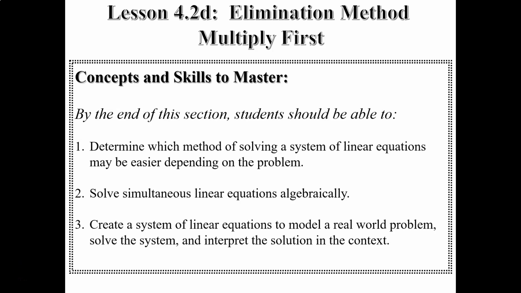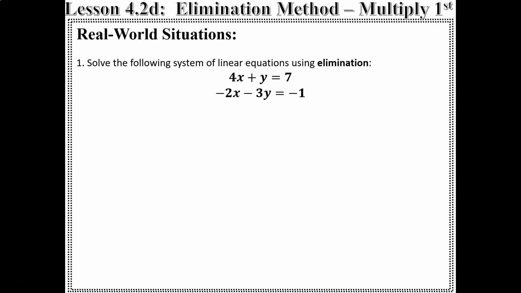Okay, this is lesson 4.2D. This is the elimination method where we have to multiply first in order to eliminate a variable. So if you look at problem 1, it says to solve the following system of linear equations using elimination. Currently, we can't do this right now because we cannot eliminate either of the variables.